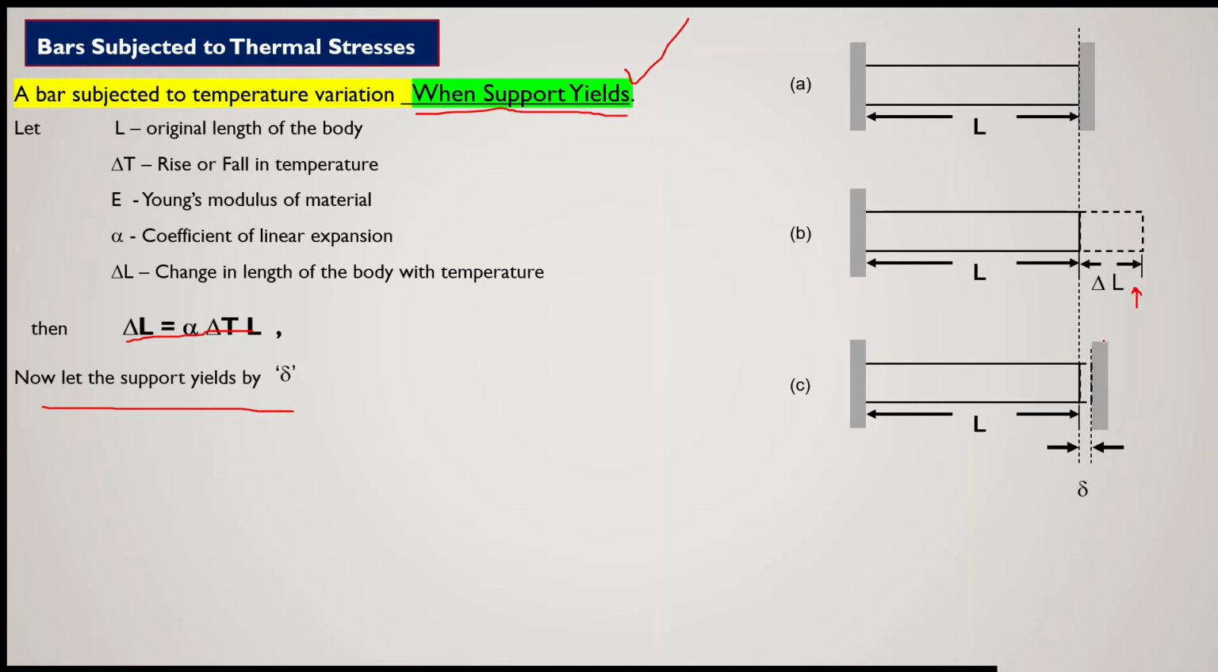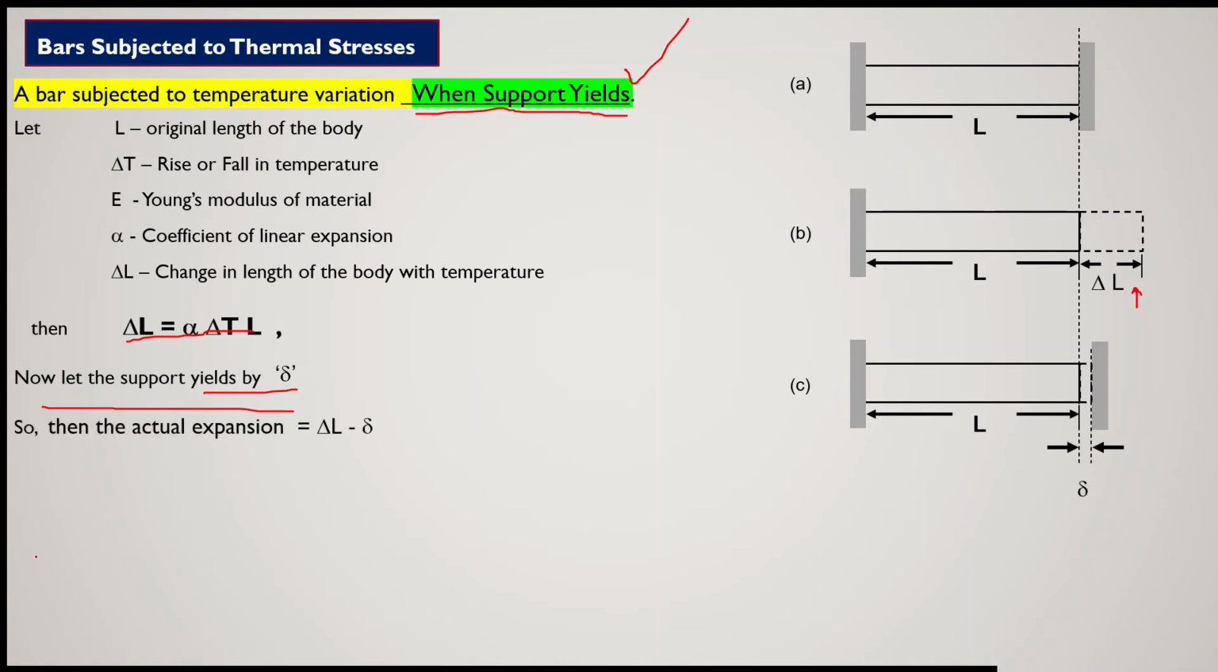Now when you have restricted it from both sides, this extension will become 0, due to which temperature stresses will develop. And when the support yields by delta, which is less than delta L, some stresses will again remain in the member, but some of the stresses will be relieved because the support is yielding by delta. That means yielding of the support will be helpful in relieving the stresses.